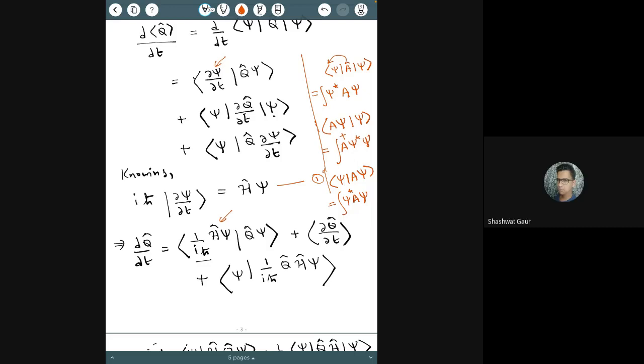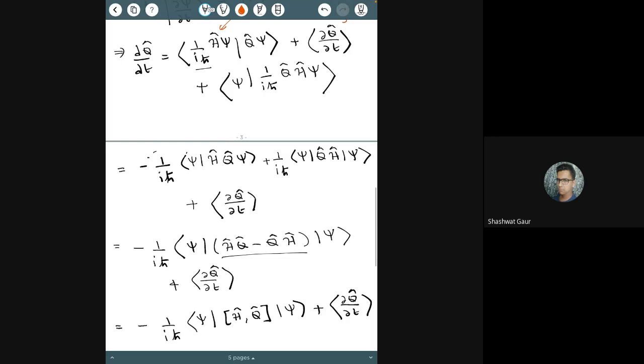Ma'am, one last thing I wanted to ask. Here in the next page, first line, H and Q are operators. So, ma'am, is it all right to take them common like this, like numbers? Here we have taken them out, putting a minus and putting a commutator here. Is it okay to take common from both the terms because they are operators? Differentiation is also an operator, so I think we cannot do that.